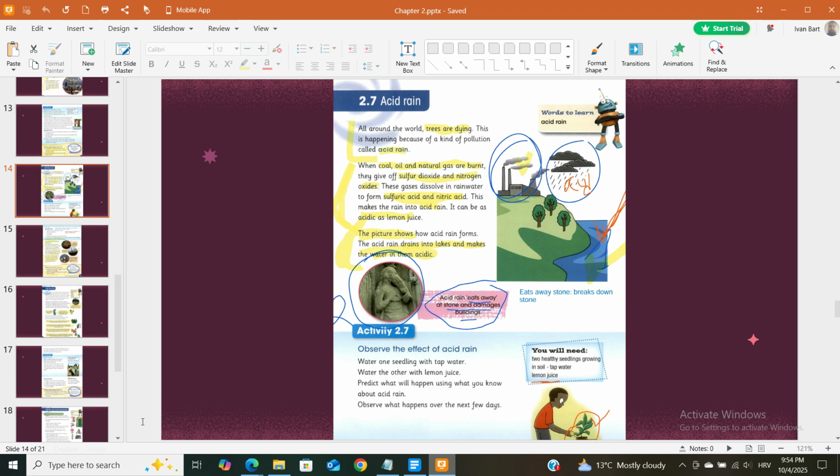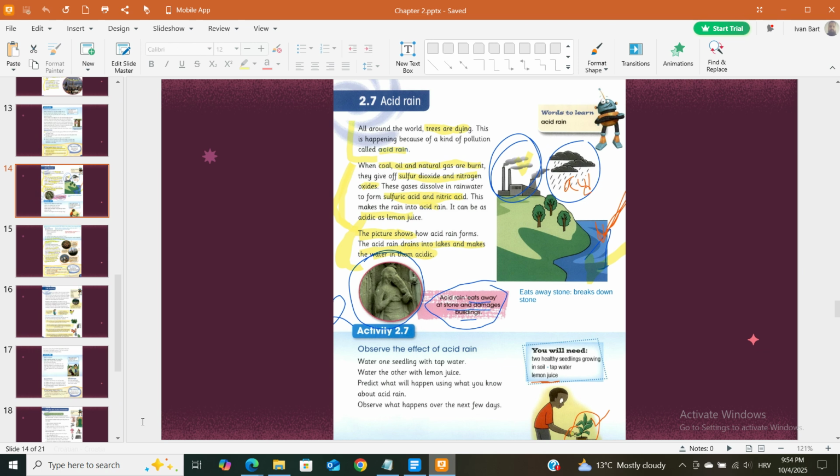It can be as acidic as lemon juice. The picture shows how acid rain forms. The acid rain drains into lakes and makes the water in them acidic. Words to learn. Acid rain. Acid rain eats away at stone and damages it. Eats away: breaks down stone.